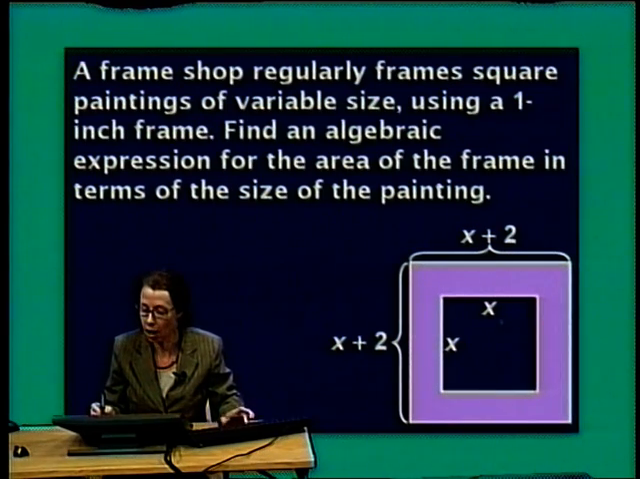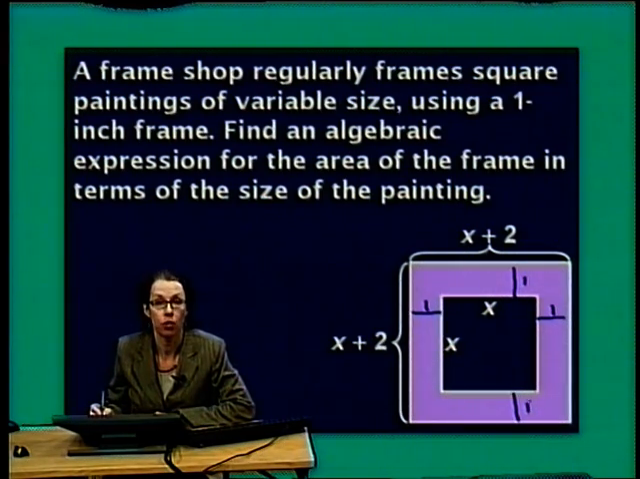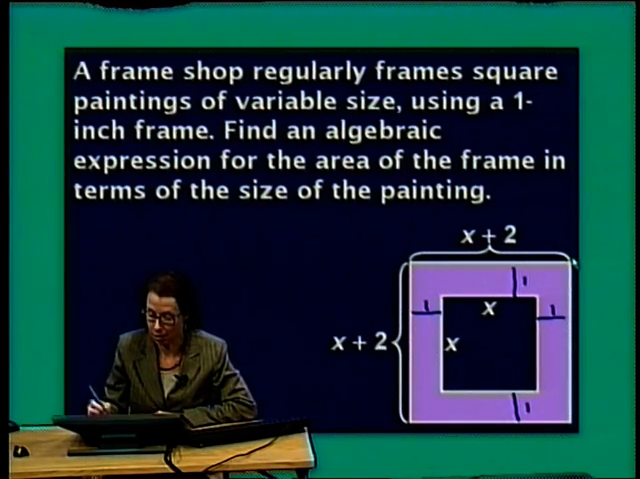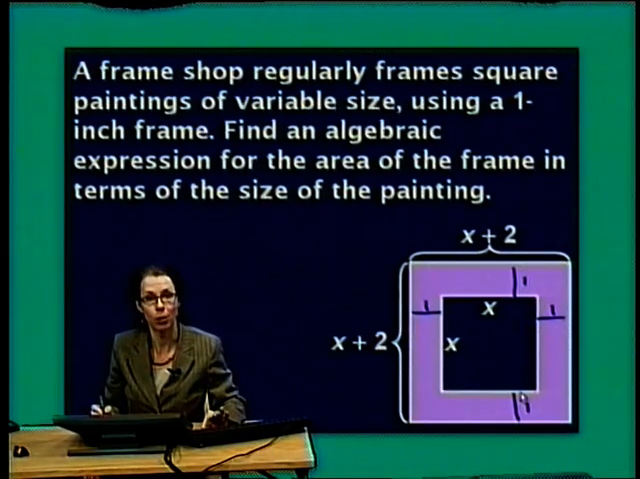Now we have a 1-inch frame. So on each side, we're going to add 1 inch. On the top and the bottom, we're going to add 1 inch. So the distance across now is x plus 2. The distance from top to bottom is x plus 2. To find the area of the frame, we're going to do the exact same algebra we just did in the last example. So let's do it.